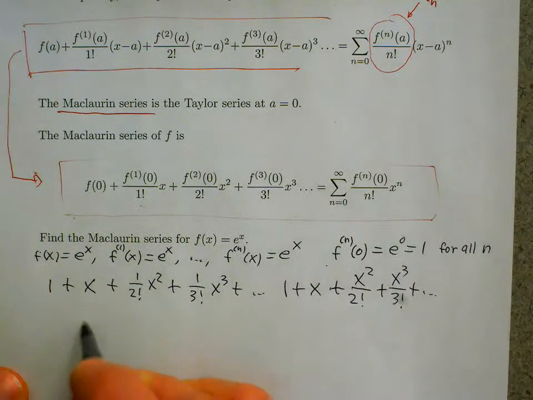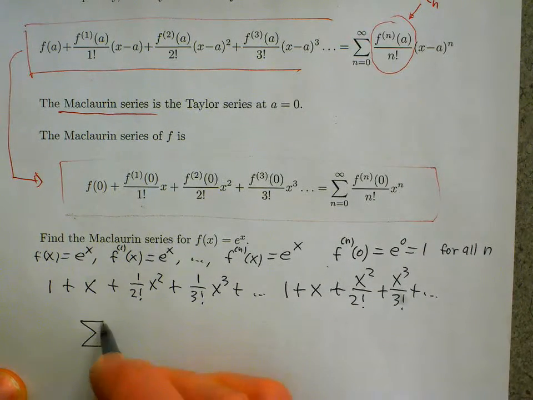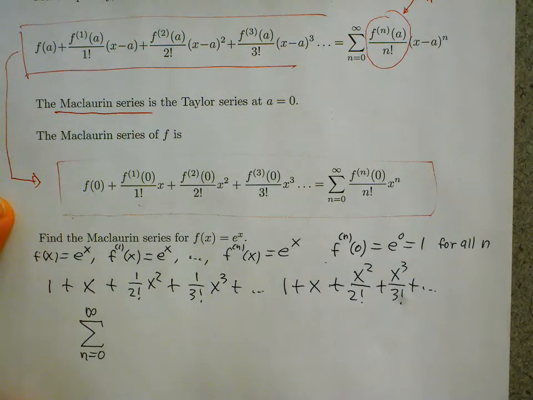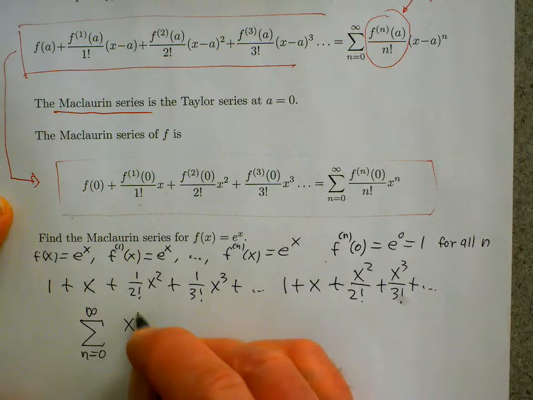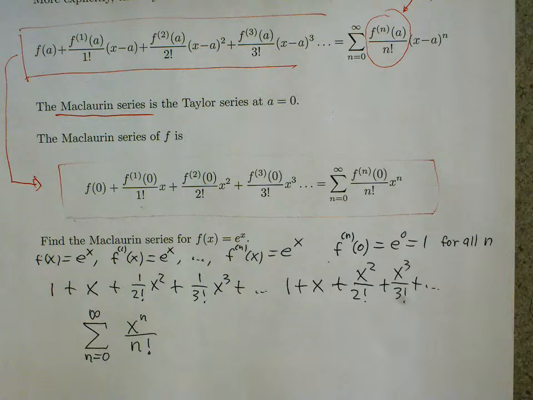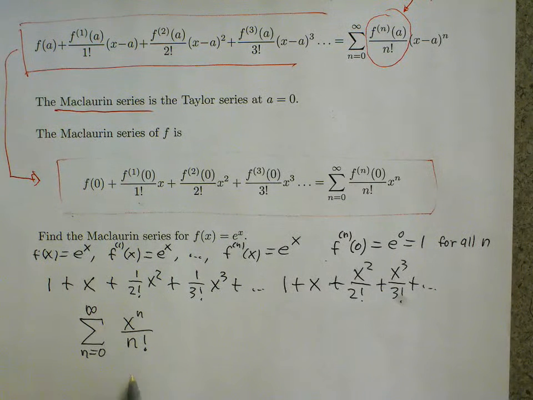And so in sigma notation, from n equals 0 to infinity, we just write x to the n over n factorial. So you can see here it's evidently convenient to adopt 0 factorial equals 1. So that's it. That's the Maclaurin series for e to the x.